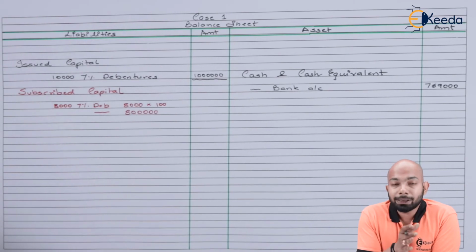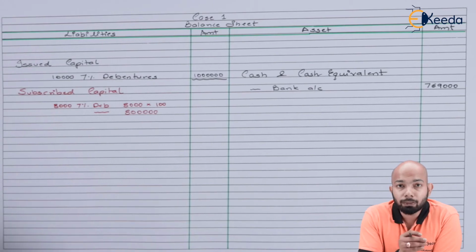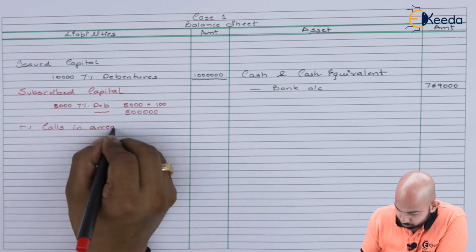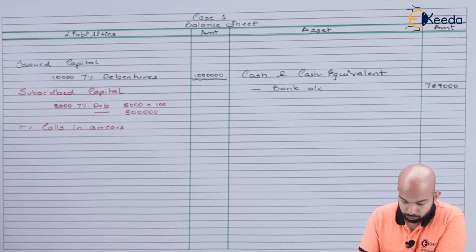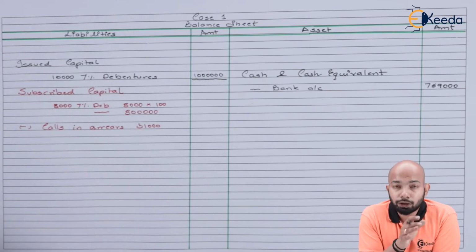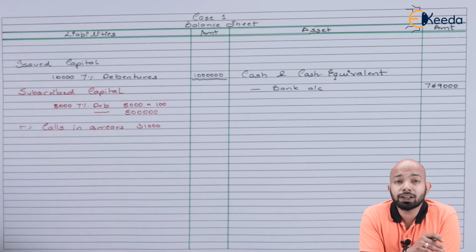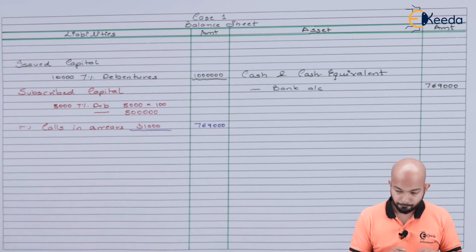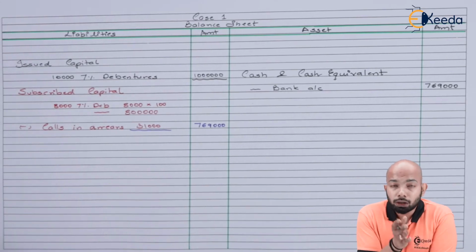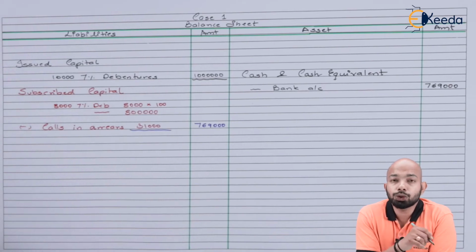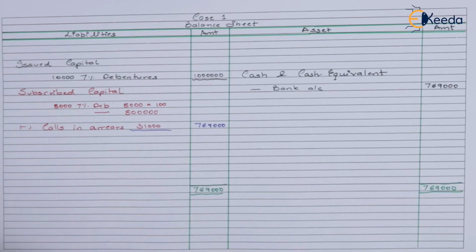So the total capital can be 8 lakh rupees that we have mentioned here, out of which calls in arrears will be subtracted and whatever balance is left will be mentioned in the outer column. The total calls in arrears that we have here is 31,000. If you subtract that from 8 lakh, you get a total of 7,69,000. So now we can see that the liability total is equivalent to the asset total here, which marks the closure of case 1. So here case 1 has been completed.